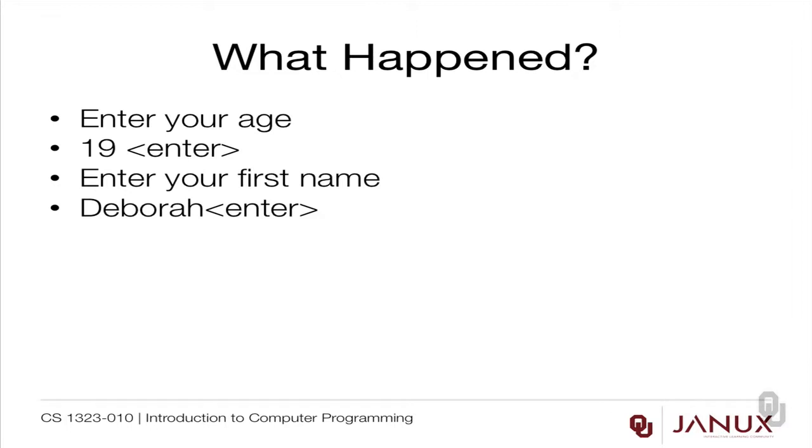Here's another explanation of what happened in our code. When the program prompted "Enter your age", I entered 19 and then the enter key. It then prompted "Enter your first name", and I entered Deborah and the enter key. The 19 was read by the nextInt, and the enter was originally read by the nextLine. We fixed it by reading the enter with a nextLine and then using another nextLine statement to get the name.